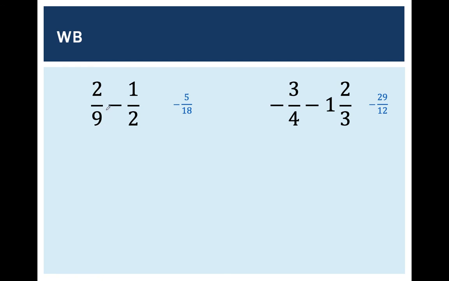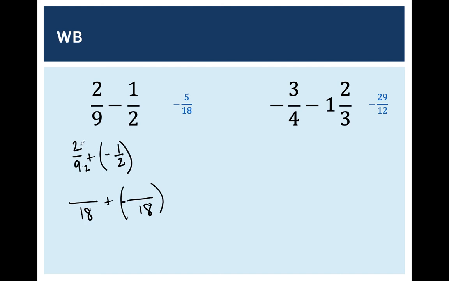So we have 2/9 minus 1/2. So I'm going to start by changing that to 2/9 plus a -1/2 so that it's an addition problem, and we can use the addition rules. We need a common denominator, which in this case, a common multiple of 9 and 2, we will just use 18, which is 9 times 2.